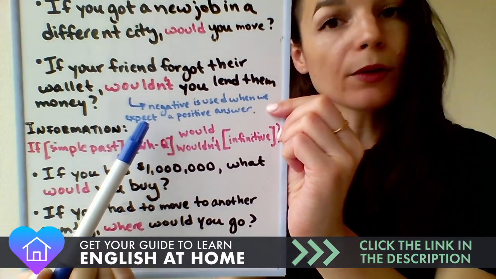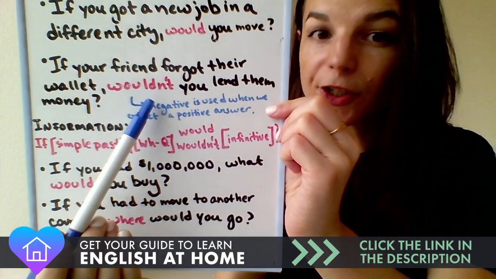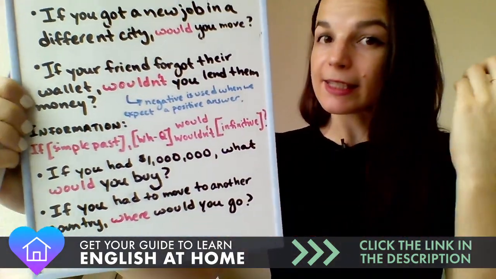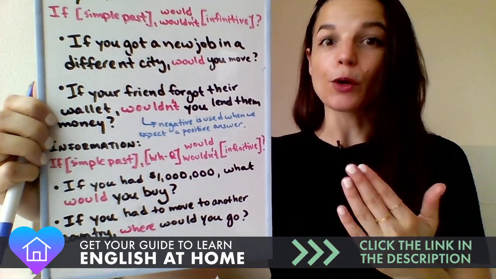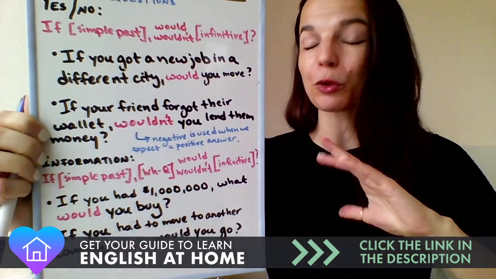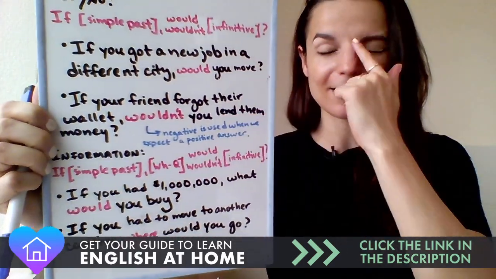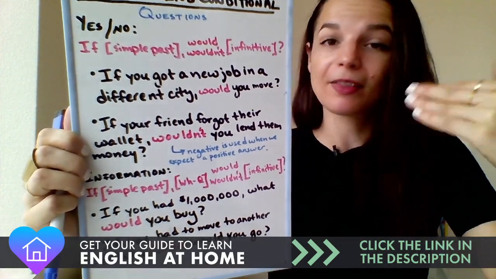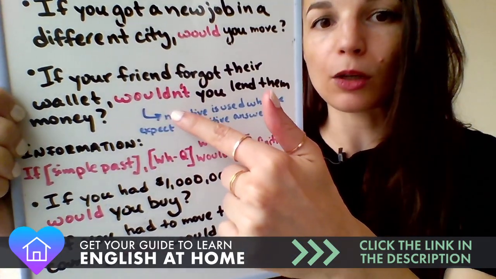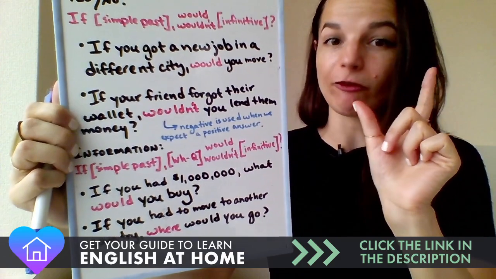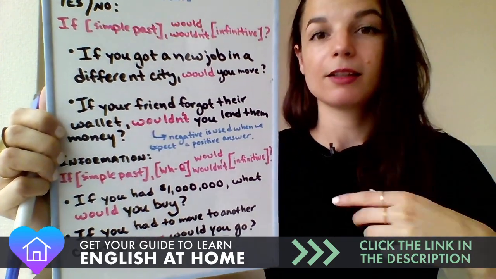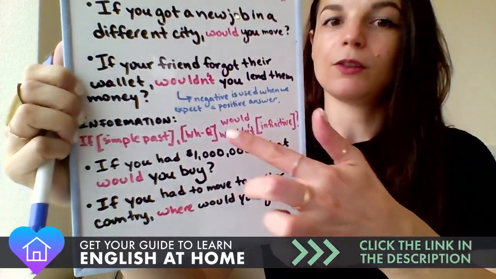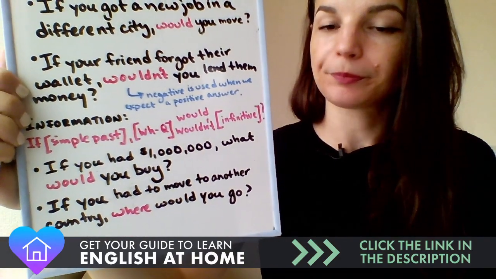We use a negative in a pattern like this, especially in these unreal situations, these imagined situations, when we expect a positive answer. So we expect the other person is going to agree with us. So in this case, it's like if your friend forgot their wallet, of course you would lend them money, right? That's what this is expressing, but we use wouldn't to do that very quickly and efficiently. Wouldn't you lend them money? So it's like saying you would do this, wouldn't you? Right? Isn't that so? So we use this negative to do that. Okay.